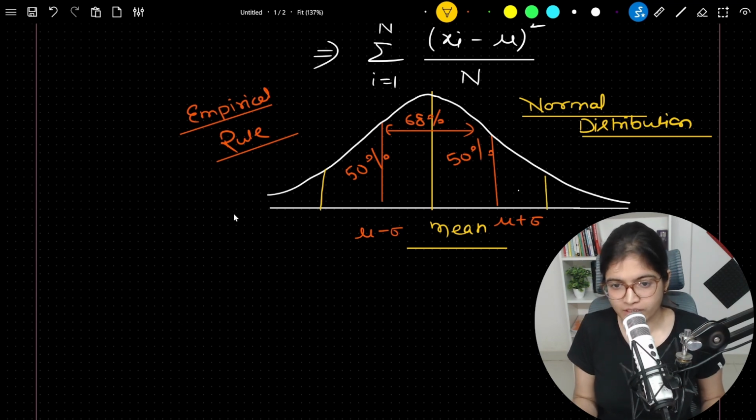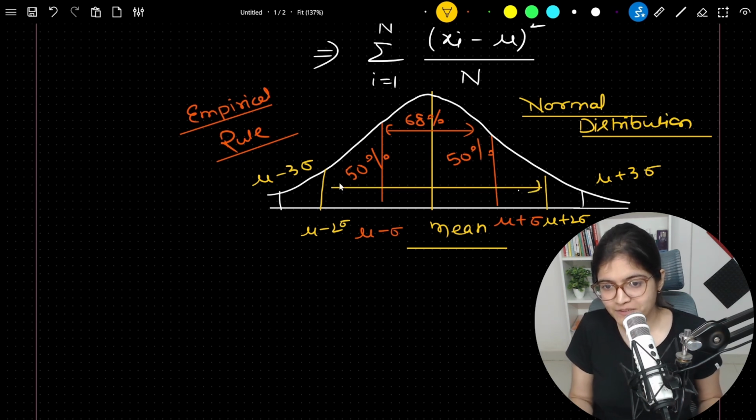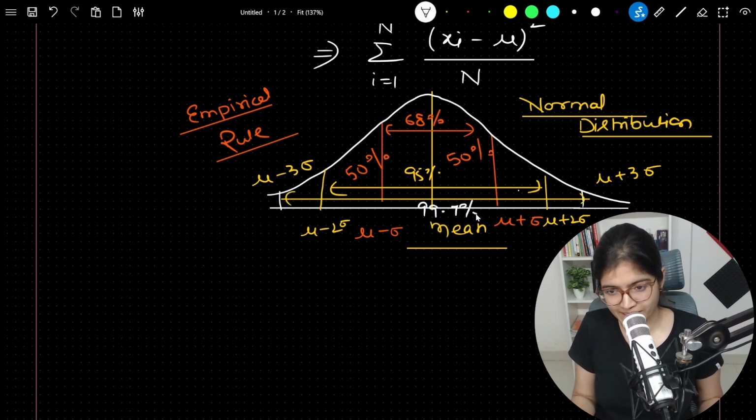Maybe I'm not able to draw accurate lines, but I'm expecting that you're getting my point. This is the mu minus 2 sigma to mu plus 2 sigma range. This is the mu minus 3 sigma to mu plus 3 sigma range. So what the empirical rule says is that in this specific range, 95% of data will be available, and in this specific range, almost 99.7% of data will be available.